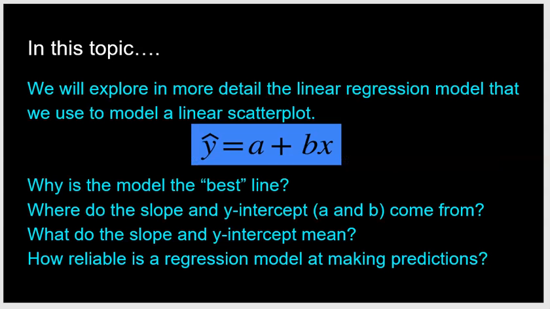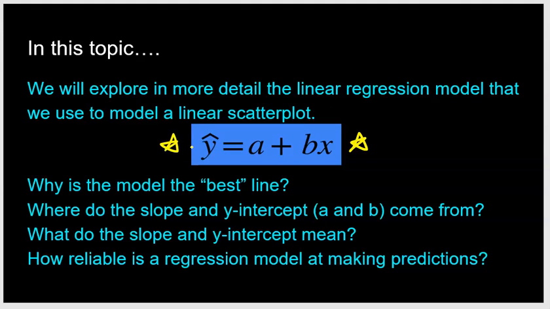All right, since there's so much in this topic, let's give you a little bit of context, or a preview of what we're going to learn. So we will explore in more detail the linear regression model that we use to model a linear scatter plot. In previous videos, we've talked about when you have a scatter plot and you determine that it looks fairly linear, then what you want to do is use a line, or a linear regression model, to make predictions. And the equation of that line we have seen already is y hat equals a plus bx.